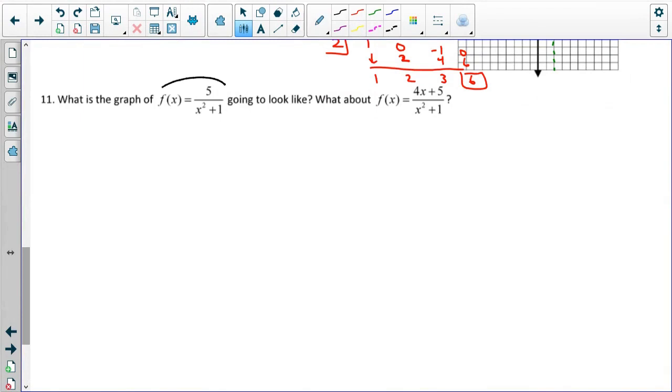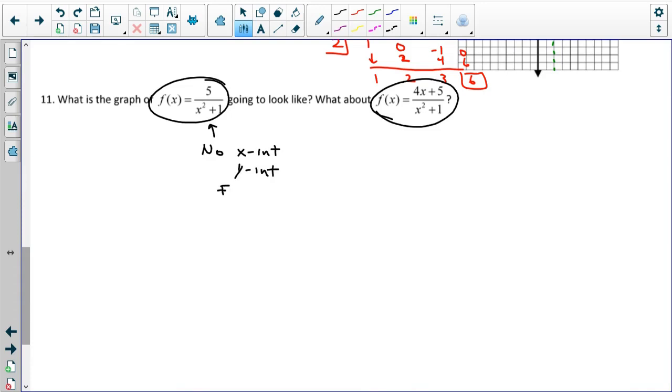What is the graph of this going to look like? And what about this one? A couple things to note before we show the graph on Desmos. Notice that there are no x-intercepts because the numerator will never be 0. There are no y-intercepts because the denominator will never be 0.